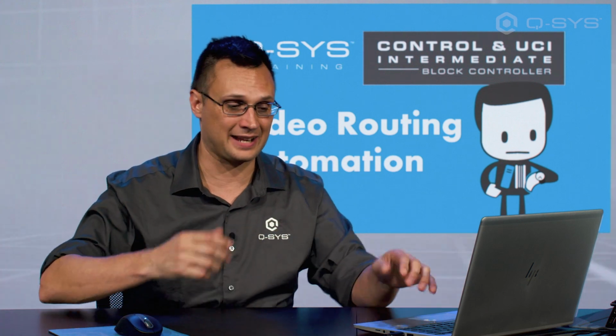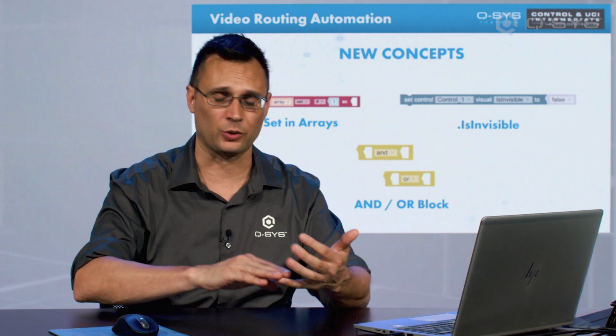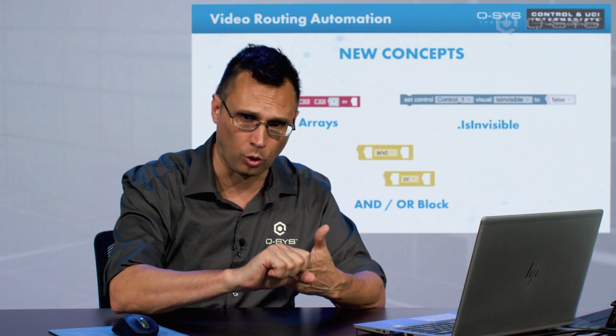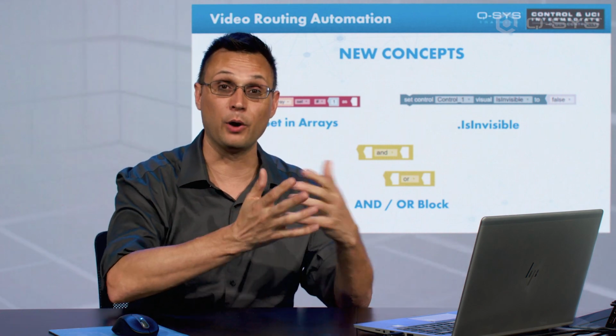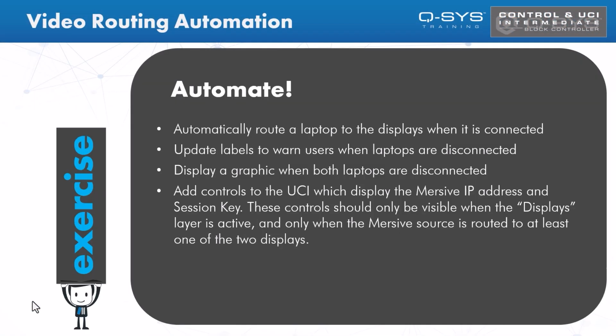So there's a lot of things in this room that we potentially want to automate to react to the user. We're not gonna do all of them, but we'll show you some examples. Along the way, I'll show you how to set an item in an array. We'll talk a little bit about the .isInvisible block that changes a control to be visible or not, pretty self-explanatory. And surprisingly, we haven't used this already, but the AND and the OR block, the same as a logic AND gate or a logic OR gate. Whenever you need to validate if two things are both true at the same time, or if one or another thing are true, we'll use those blocks as well.